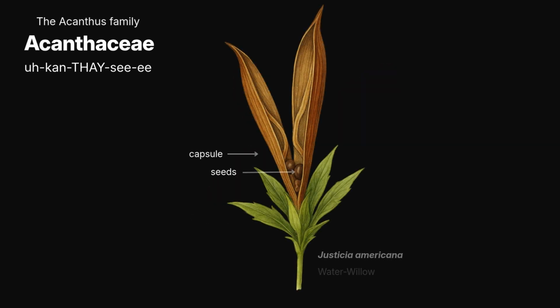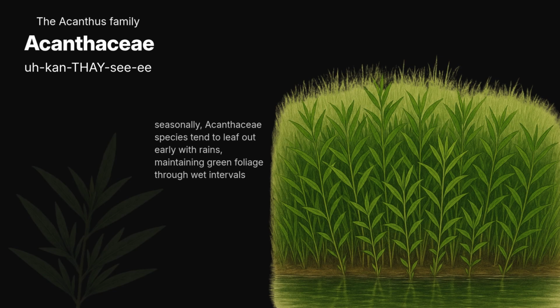Fruit is a capsule, often explosively dehiscent, ejecting seeds forcefully from the parent plant. Seeds often bear hooked or hygroscopic hairs that aid in attachment to animal fur or soil anchoring, ensuring spread within the dynamic understory or along edges.